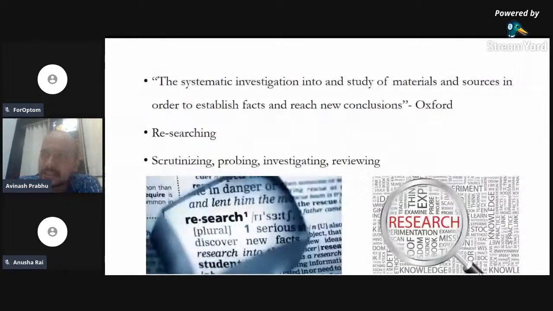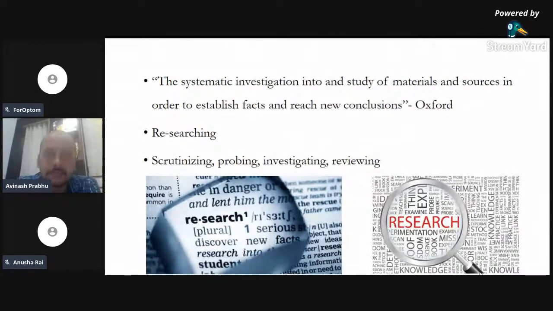Right. So what is research? The name research itself has got its meaning over there. The Oxford Dictionary gives its definition as the systematic investigation into and study of materials and sources in order to establish facts and reach new conclusions. Or if you divide the term research, you're searching which is already there. You're researching, right? You're not bringing something new, in very layman term or common term, you are actually researching something.